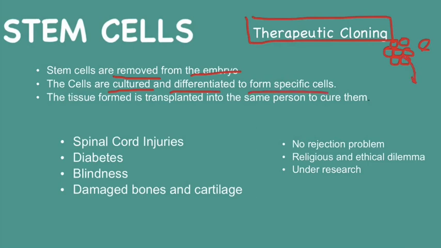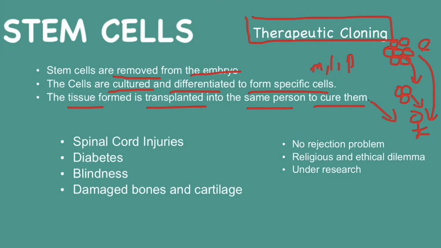So we're going to take these cells. They'll be taken to a lab where they'll go through mitosis, differentiation, and they will be forming specific bodily cells. So these cells could be muscle cells, liver cells, pancreatic cells, anything like that. And then these cells will go through mitosis to form a tissue. The tissue formed is then transplanted into the same person to cure them. Okay, so the tissue is formed, and then this will be transplanted into the person. So that's the embryo that they were taken from, has grown up, and they might have a disease, and then their own cells can be used to cure them.